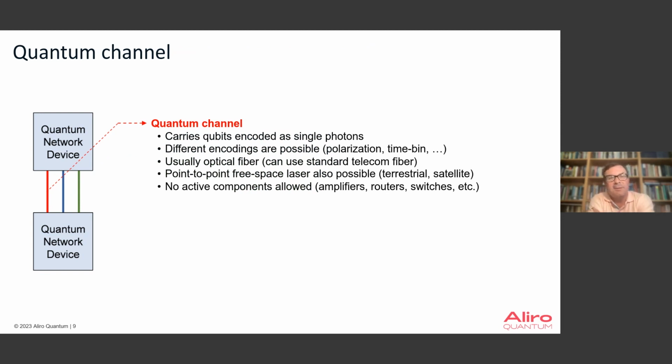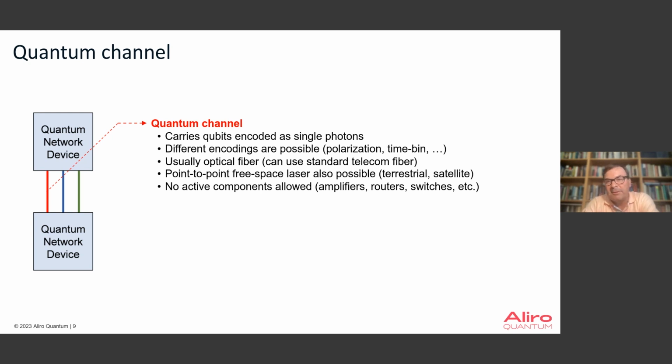The first channel that I'll discuss is the quantum channel. This is the channel that carries the actual qubits, which encode the quantum information, typically in the form of individual photons. There are multiple different encoding schemes, including polarization encoding and time-bin encoding, each with their own advantages and disadvantages. Typically, the quantum channel is carried over optical fibers. It's possible to use normal telco fiber that's already in the ground, and it's not necessary to deploy any new type of special fiber for the quantum channel.